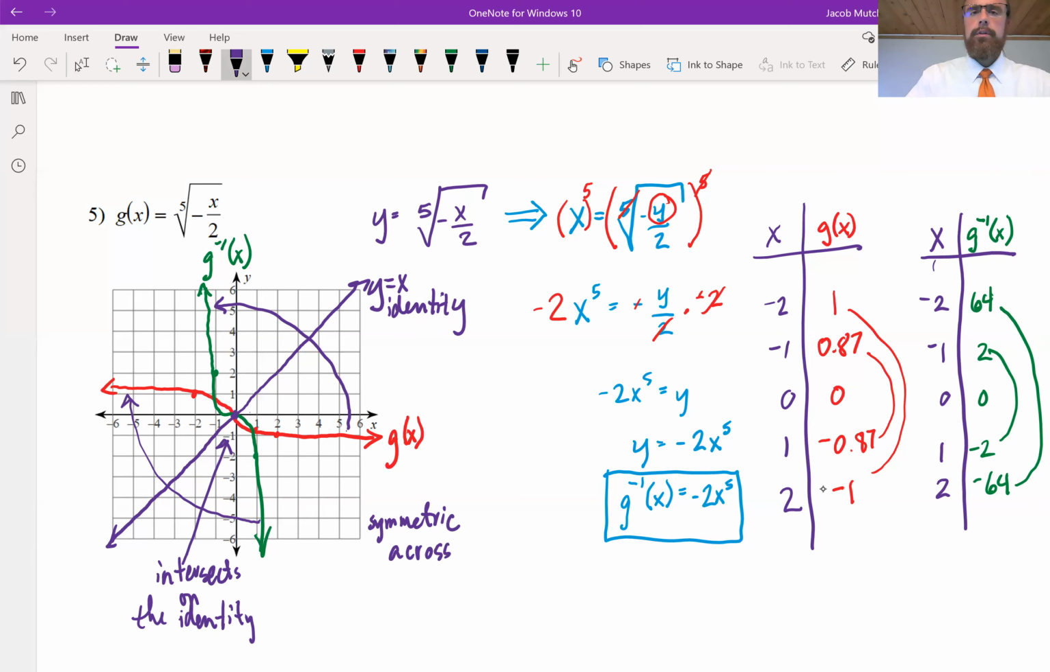And that completes our task here. We've written the inverse algebraically. We graphed the original and the inverse and confirmed that they are a good pair of inverses with 2 hallmark features: intersection on the identity and symmetry across the identity. Let's take a look at one more example.